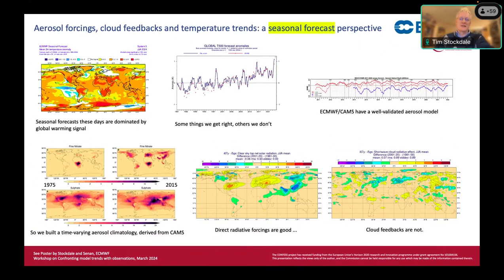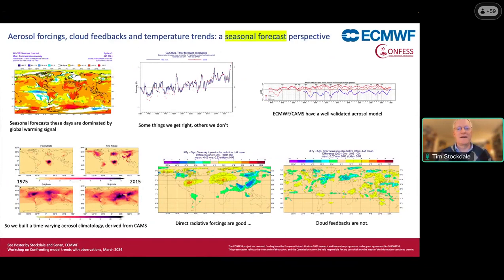That's a plot of mid-tropospheric temperature, global mean, including the extreme warming we've seen over the last year. But you'll notice that although the right-hand part of that is okay, in the 1980s, the red dots, the model forecasts at 6-7 months lead, are too cold. One of the things we're worried about is aerosol. We know we've not had a very good representation of time-varying aerosol in our system, so it's something we've worked to improve.